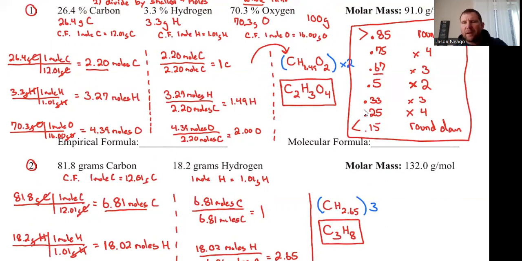If it's below 0.15, round down. And then think of it in terms of fractions. So 0.25 and 0.75 are factors of 4, so I'd multiply by 4. 0.33 and 0.67 are like factors of a third, so we're going to multiply by 3. And if I have 0.5 or something close to 0.5, then I'm going to multiply by 2.